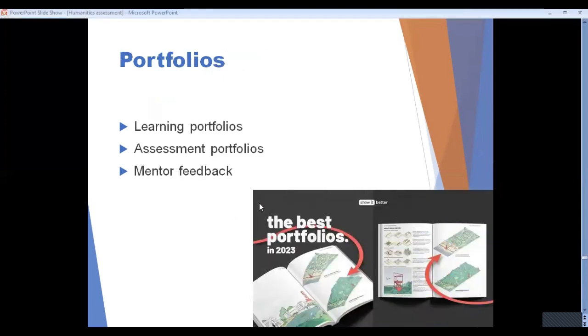Portfolios. Portfolios are also very important for keeping the records, learning portfolios, assessment portfolios. And why are portfolios very important? Because you can record the reflections or reflective writing. And from reflective writing, we can judge how much the student has learned, especially the soft skills and various attributes of humanities. We will see later on how it can be used. Next one, please.